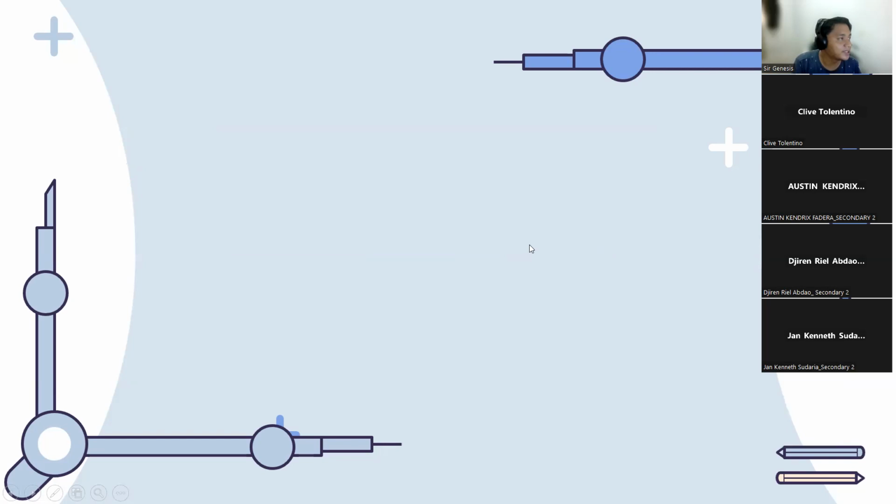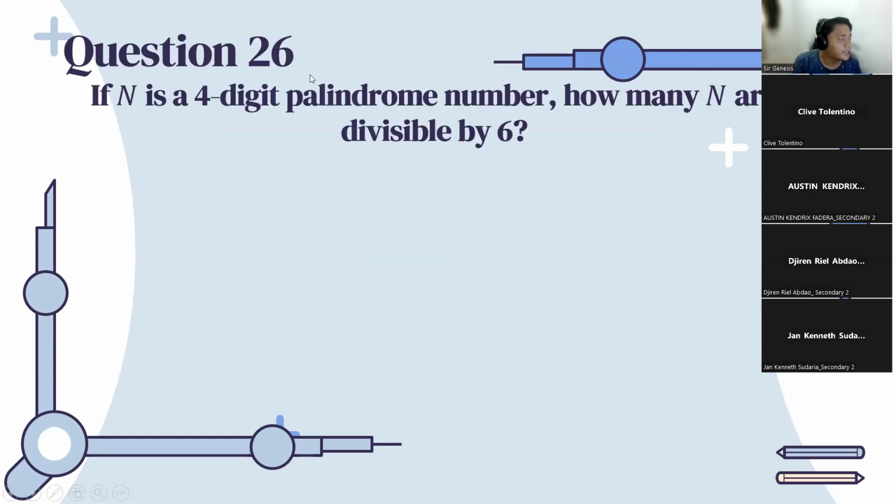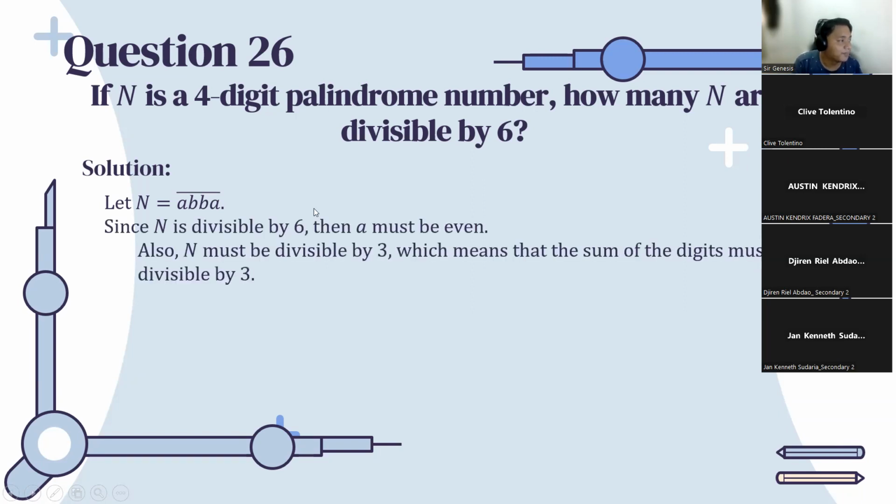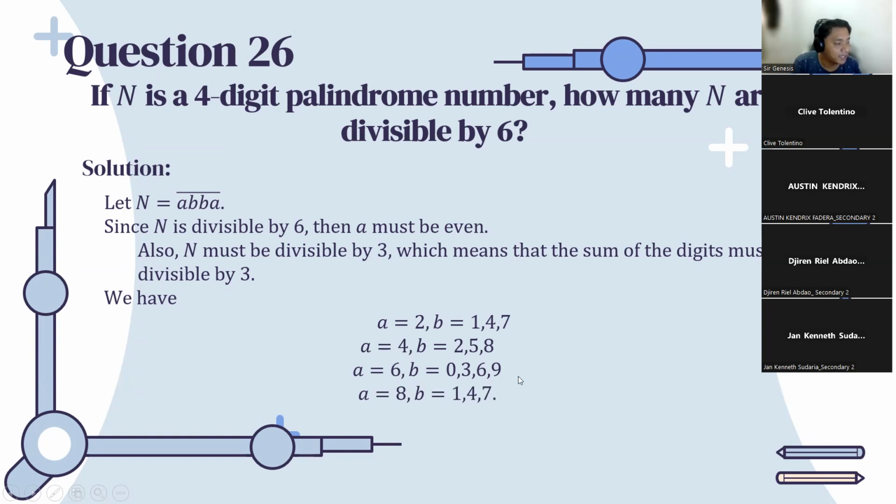Okay, number 26. If n is a 4-digit palindrome number, how many n are divisible by 6? Okay, so first, let n be a palindrome, so let's say A, B, B, A. Since n is divisible by 6, then A must be even, right? So n must also be divisible by 3, which means the sum of the digits must be divisible by 3. So if you think about it, A can be 2, 4, 6, and 8.